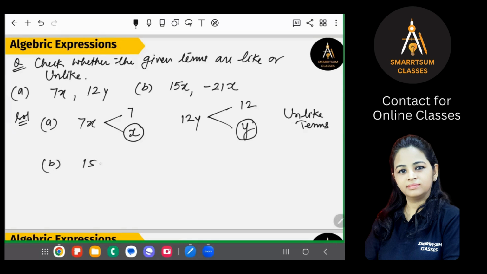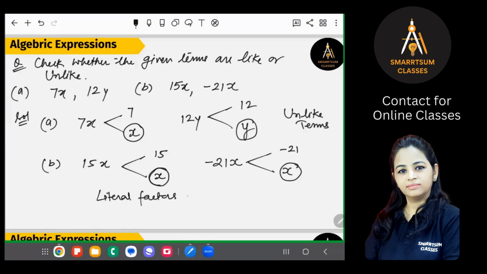Now see the B part. 15x and minus 21x. What are the factors of 15x? 15 and x. And for minus 21x, factors are minus 21 and x. So now, what is the literal factor here? It is x here, and here it is also x, right? So in this case, literal factors are same. That is x. So what type of terms they are? They are like terms.